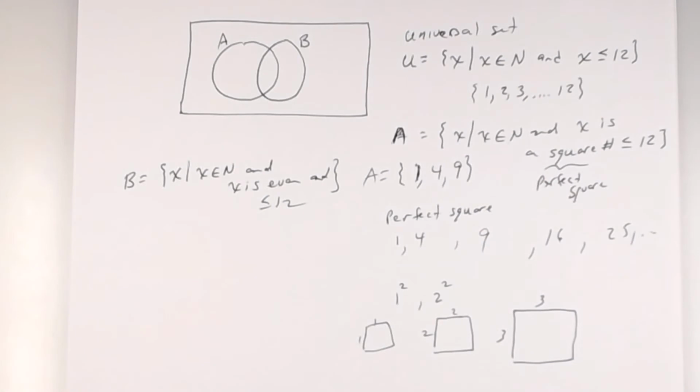So B is a set of x's such that x is a natural number, but at the same time, it has to be what kind of natural number? Even and less than or equal to 12. Okay? Now that's set builder notation. It helps if you write it in what notation? Roster. So let's talk about set B as a roster.